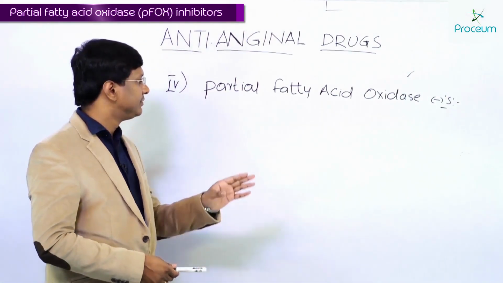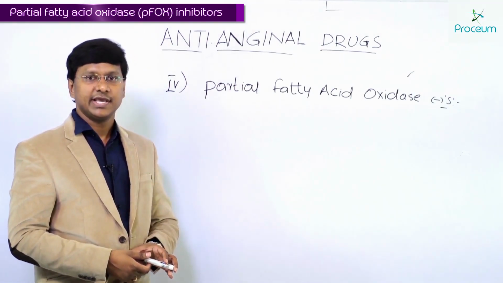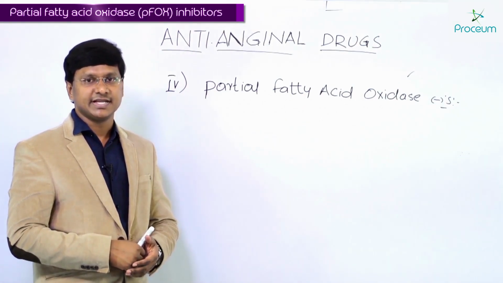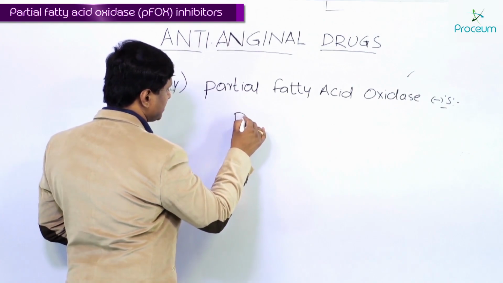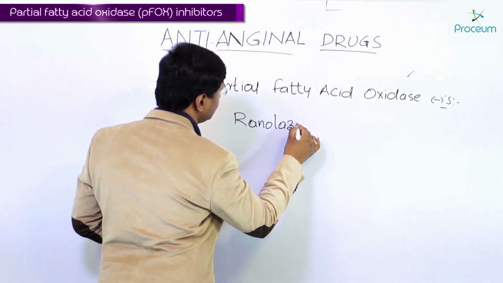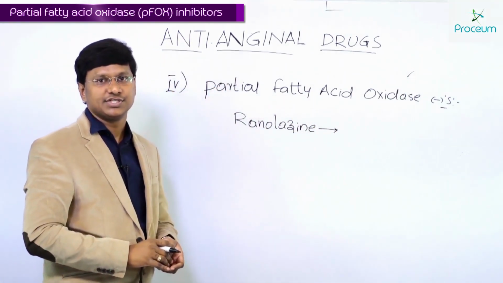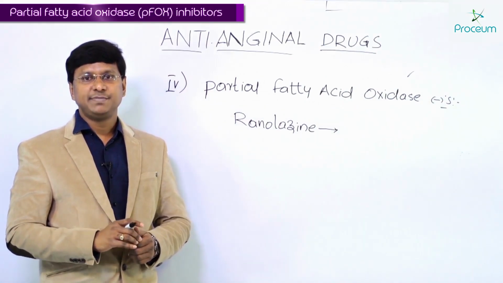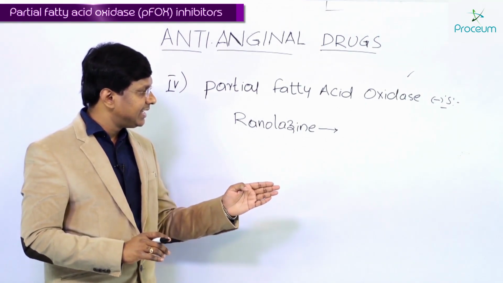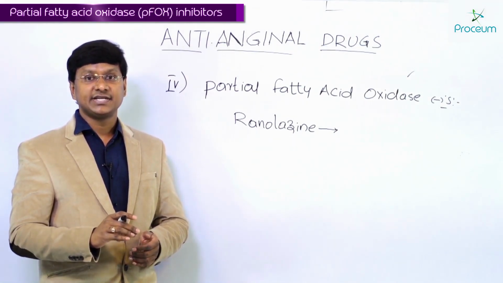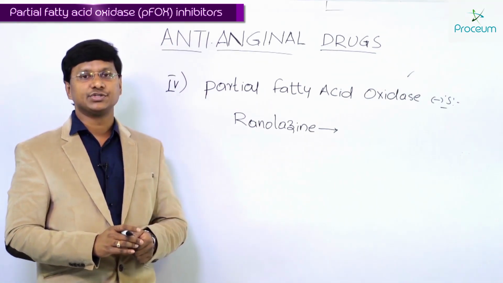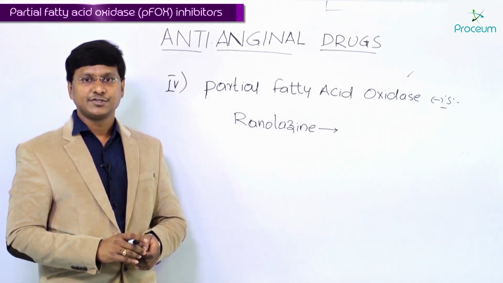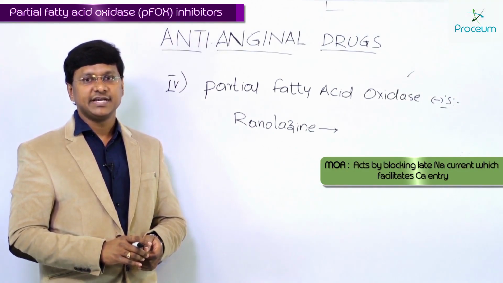Now, we have another important drug which is used as a partial fatty acid oxidase inhibitor. One drug we have discussed was trimetazidine. The other drug we have is ranolazine. Ranolazine was initially assigned to this group. However, now it is believed that it acts by blocking the late sodium current that facilitates the calcium entry, which is the mechanism of action of ranolazine.